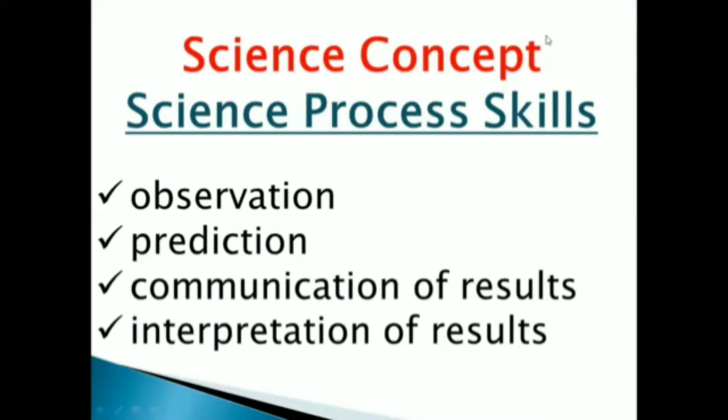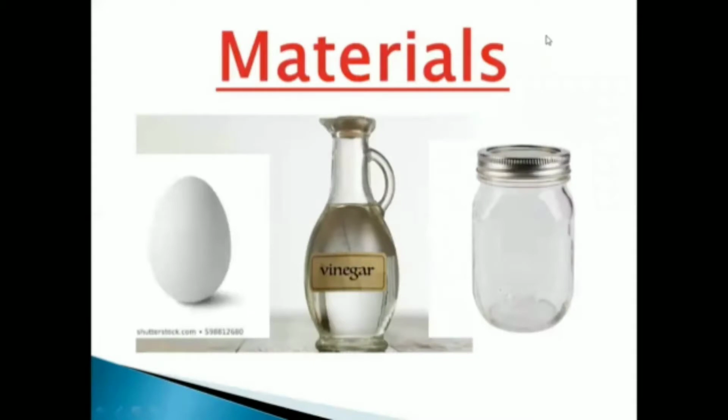For this experiment, the science process skills we will focus on are observation, prediction, communication, and interpretation of results. And for the materials, we will need a raw egg, vinegar, and a clean jar or vase.